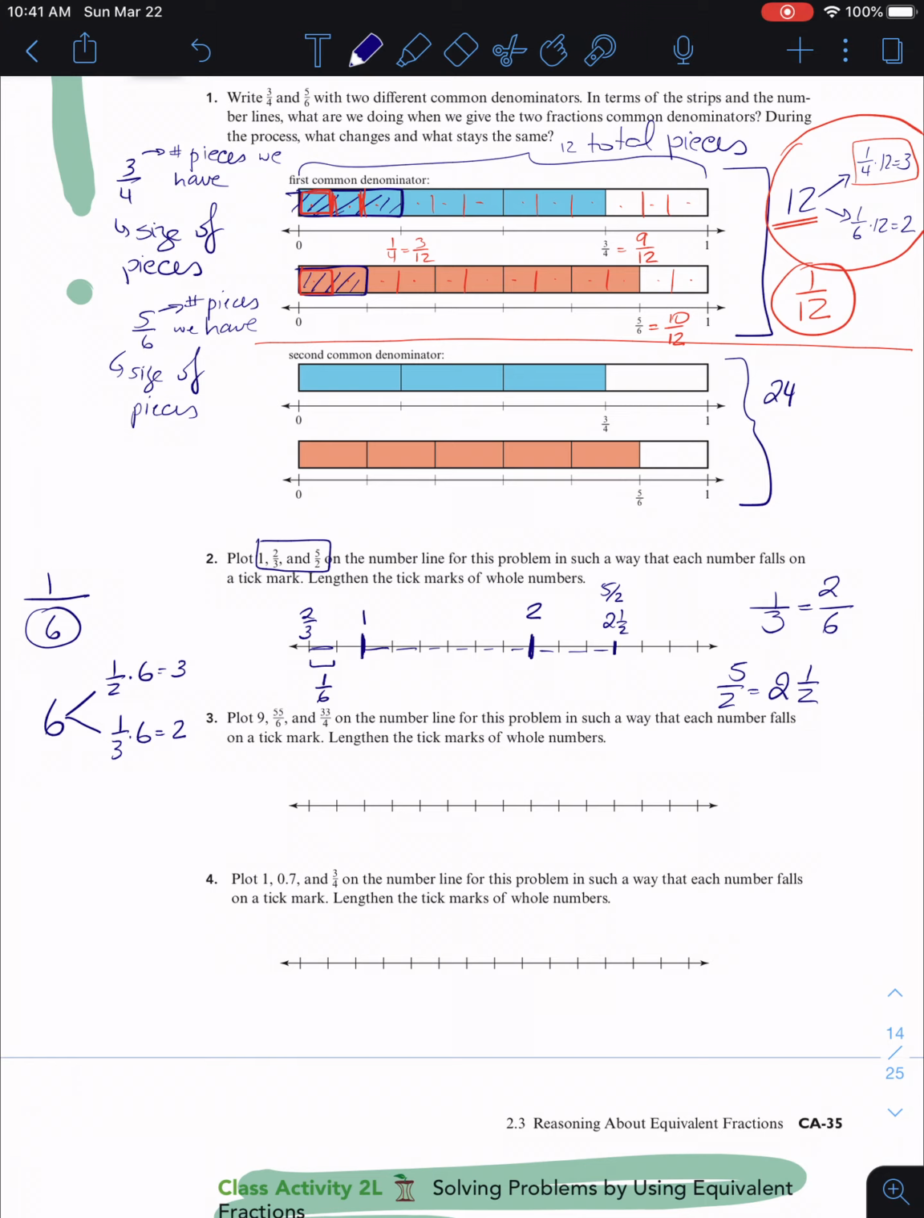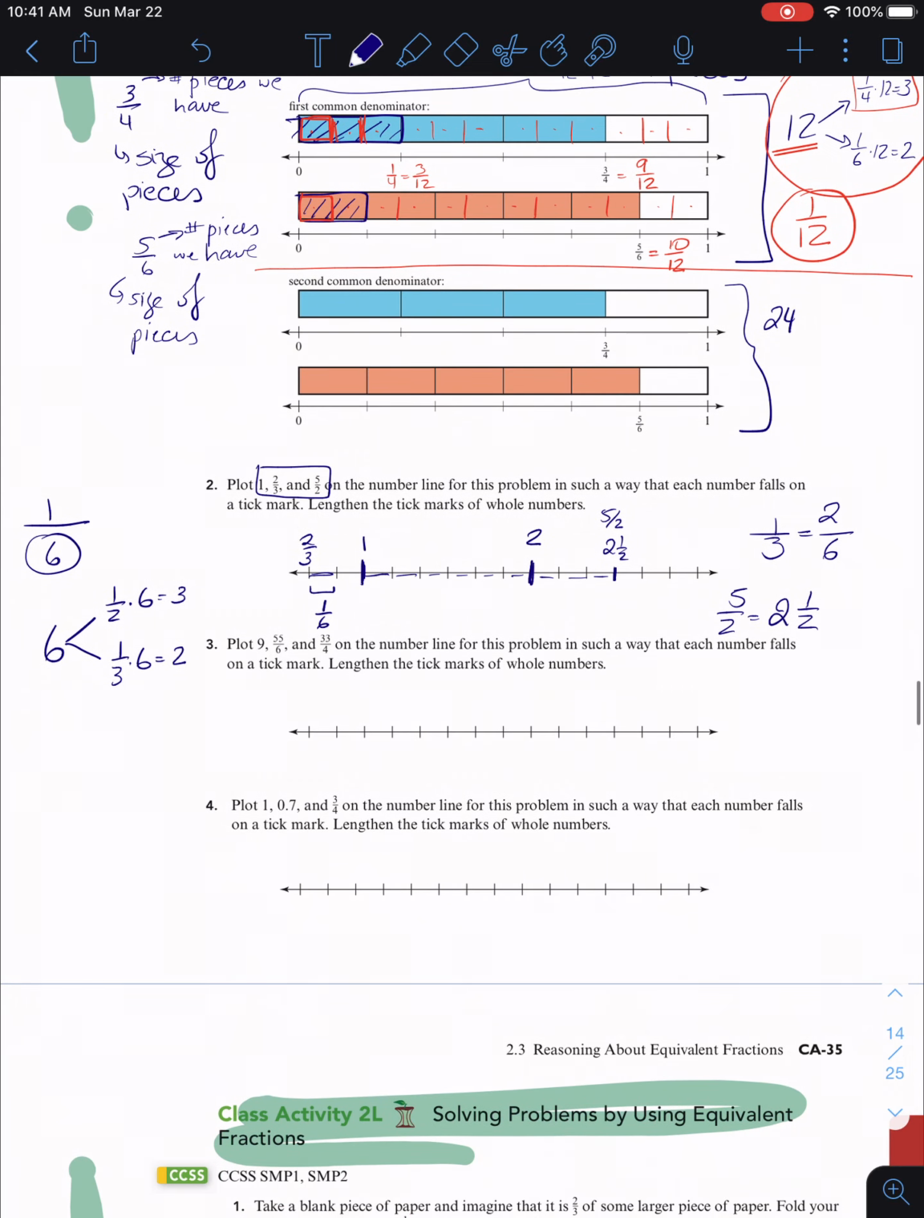So take a pause here and try to figure out what the number is going to be that's going to be on the furthest left, and also what unit fractions we should be using in order to be able to model sixths and fourths. So pause now and work it out. All right, so welcome back.